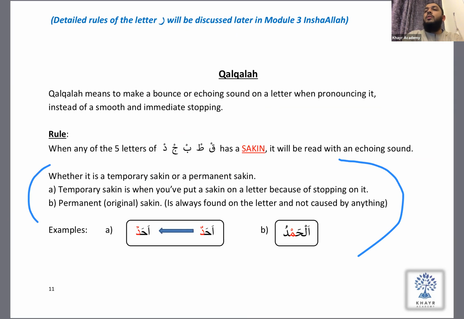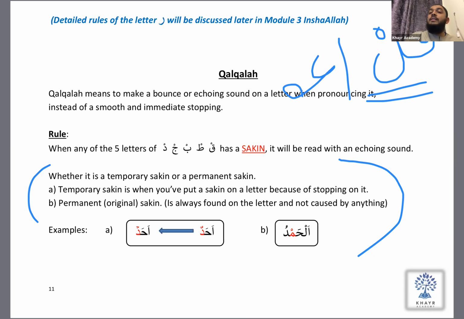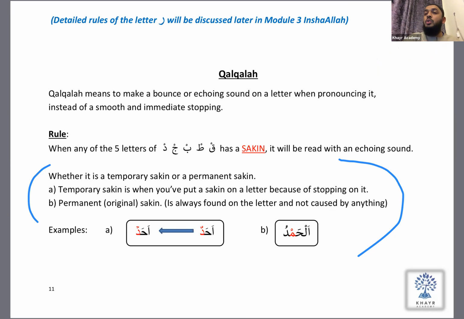Qul huwa Allahu ahad. This lam, that's a permanent sakin. Whether I stop on that lam or I carry on and I read a'udhu, qul a'udhu, this sakin will always be there. It wouldn't change. A temporary sakin is where the letter itself has maybe 1 fatha, 1 kasra, 1 dhamma, or 2 fatha, 2 kasra, 2 dhamma, whatever it's got.